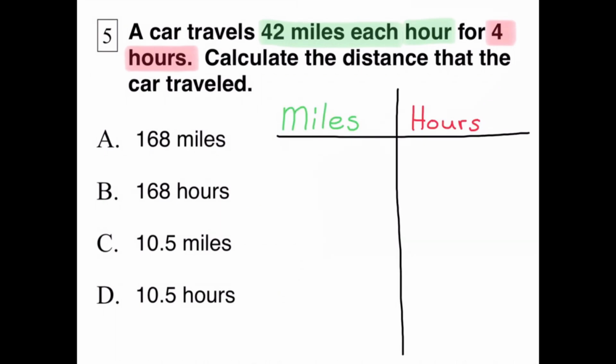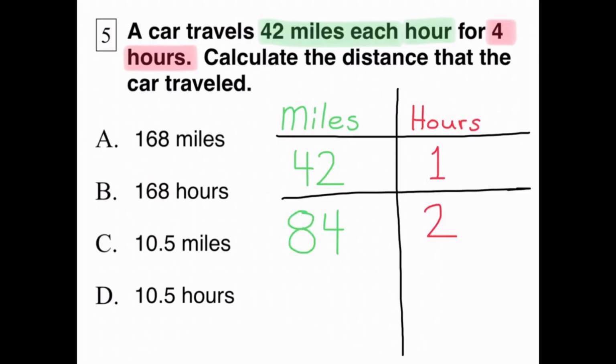I'm making a table with miles on the left column and hours in the right column. The information tells us that the car travels 42 miles each hour, so I put 42 miles in the left column and 1 hour in the right-hand column. If the car travels 42 miles in 1 hour, then it would travel twice that far in 2 hours. In 2 hours, the car travels 84 miles. 1 times 2 is 2, and 42 times 2 is 84.